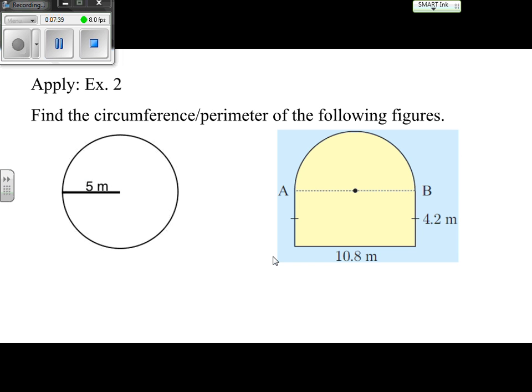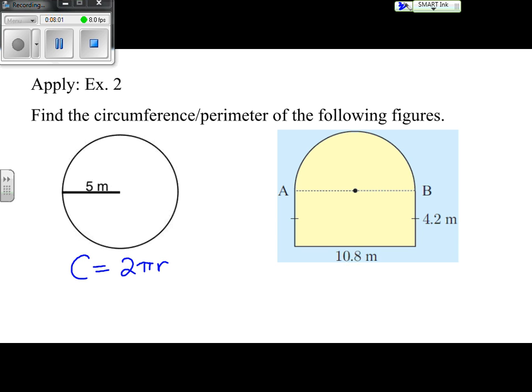All right. For this one, we're continuing on finding our distance around our figures. We're finding the circumference or perimeter of the following figures. Well, for the first one, it's definitely circumference that we're finding. It's a circle. And so I'm going to start by writing down my formula. Circumference is equal to 2 pi r.